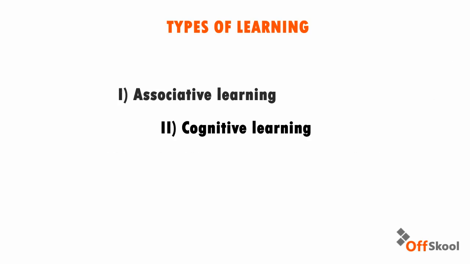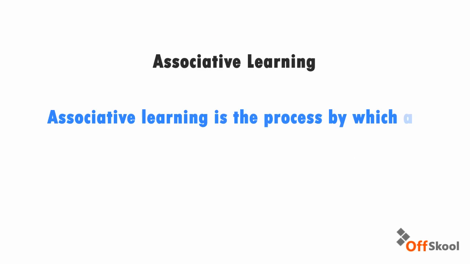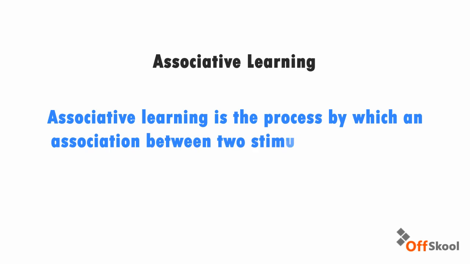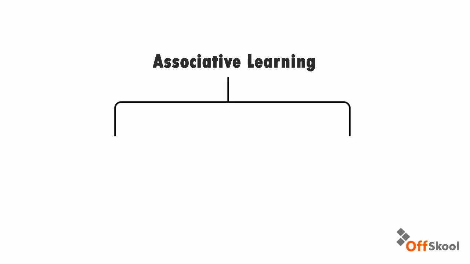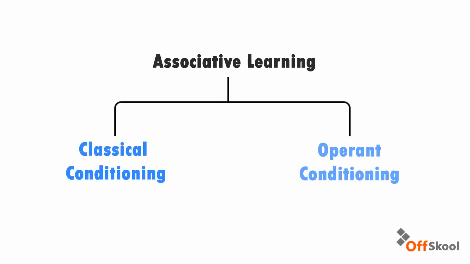Now, moving on to the next part of this chapter, types of learning. There are three major types: associative, cognitive, and trial and error learning. As the name suggests, associative learning is about the association between two things. Associative learning is the process by which an association between two stimuli, or a behavior and a stimulus, is learned. There are two forms of associative learning, which are classical and operant conditioning.